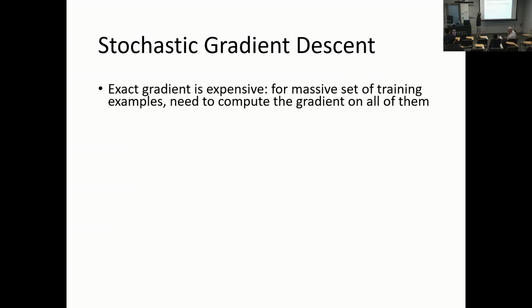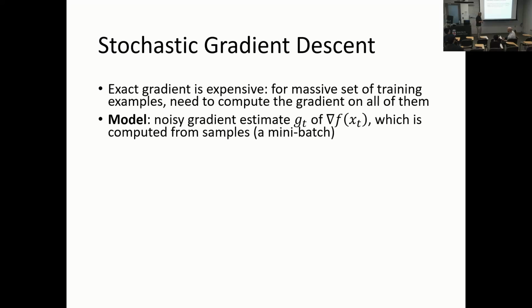Okay, so I should mention the stochastic version. The algorithm we just described is the exact version. But a lot of the time, evaluating the exact gradient is very expensive, because if you have a massive data set where the loss is the sum of the loss over all the training examples, then to compute the exact gradient, you would have to compute the gradient on every single example and add them up, which is very expensive.